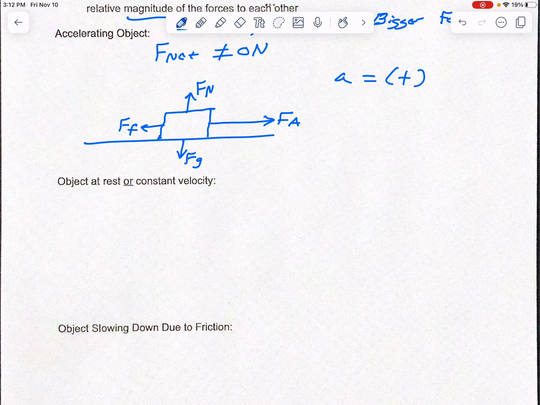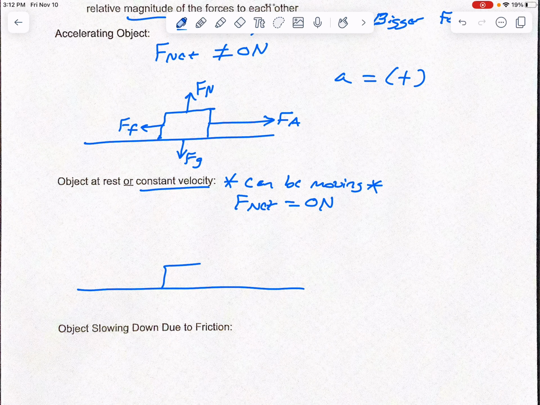Now, we're going to show what an object at rest or at constant velocity looks like. Keyword there is constant velocity. It means you can be moving. If net force is 0, you can still be moving. It just means everything's nice and balanced out. So our F net is going to equal 0 newtons. We're going to draw the same object. I've got FG pulling it down, and I've got Fn pushing it right back up.